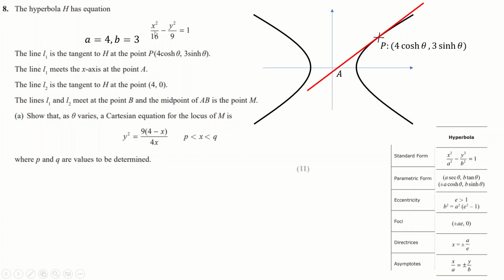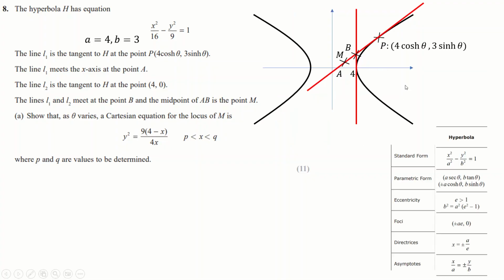Now, at (4, 0), that's just going to be this point here, isn't it? So tangent to that is just straight upwards, and that's at x = 4. And then those two things meet at the point B, and the midpoint of AB, so A is the point on the axis, to B, the midpoint of AB is M, and we're being asked to show something about M. There is a lot to do here, as you can see.